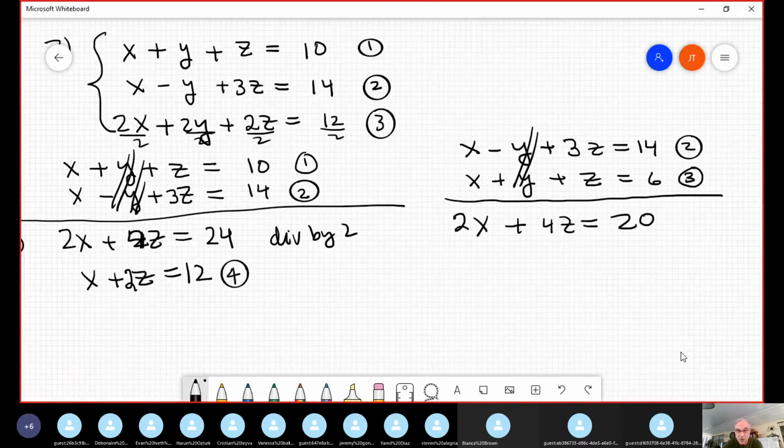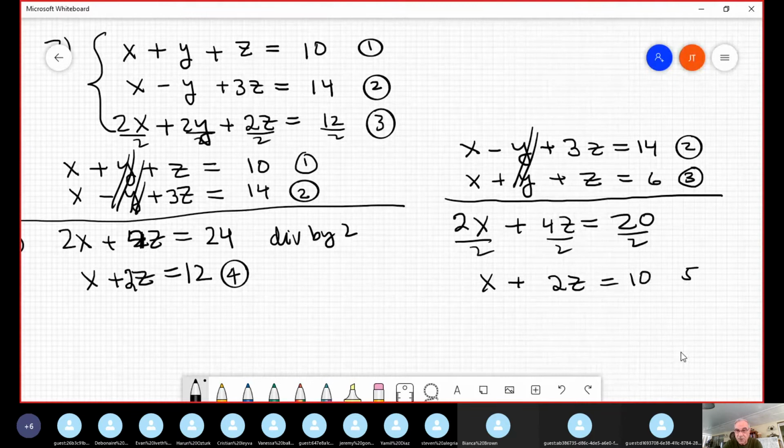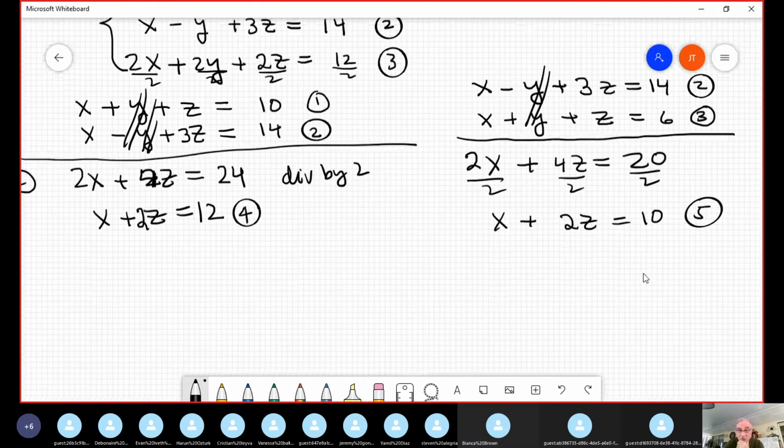20. Again, it's an even number. You can divide it by 2 again. Divided by 2, divided by 2, divided by 2. X plus 2z equal 10. And this is my equation 5. See, at this moment, you don't realize there's no solution. Look, this expression and this expression are the same. And this is 12 and this is 10.